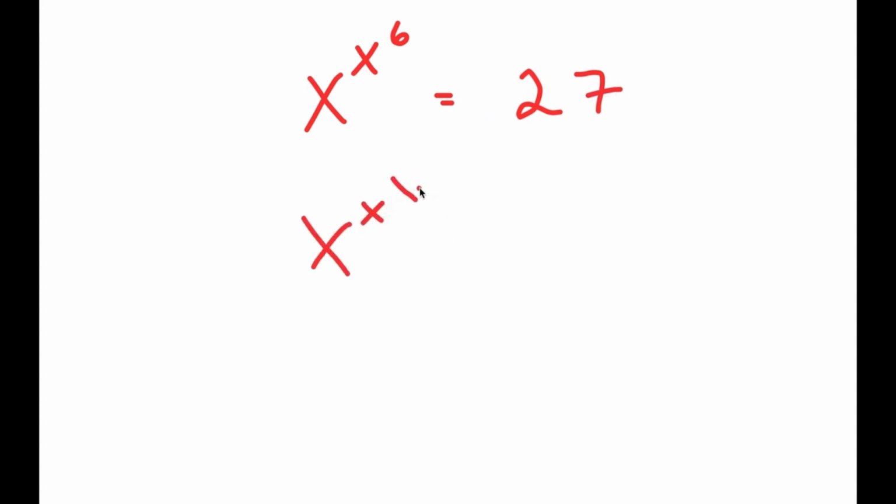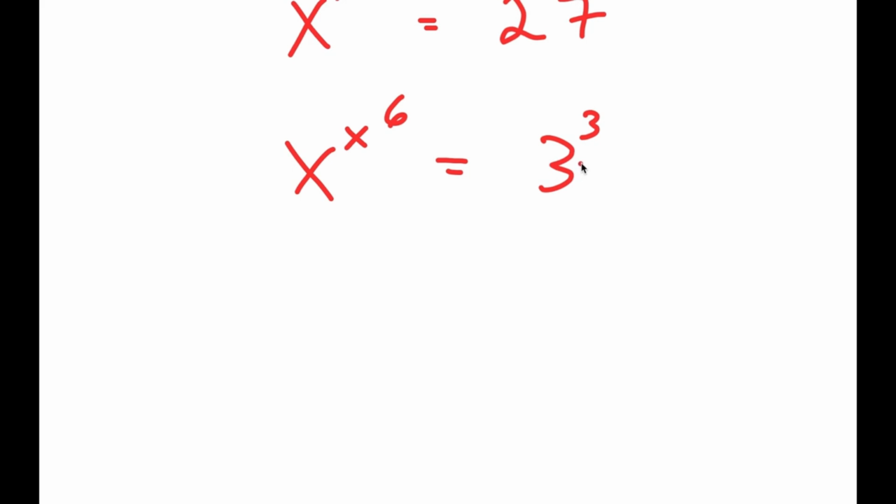Alright, so in this video, I'm going to solve the equation x to the power of x to the power of 6 is equal to 27. To solve this, I'm going to first rewrite this as x to the power of x to the power of 6 is equal to 3 to the power of 3.